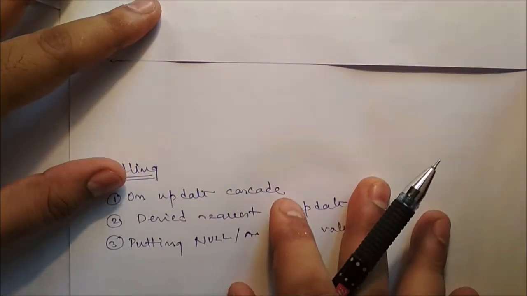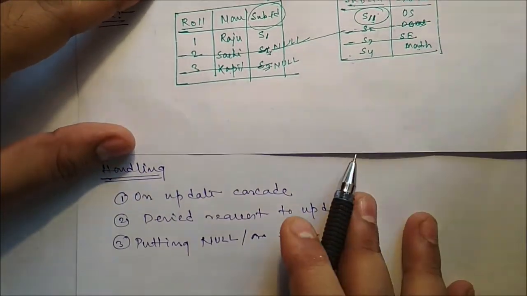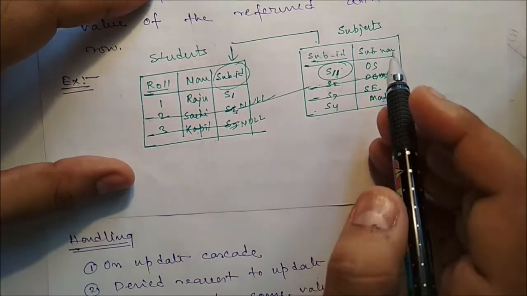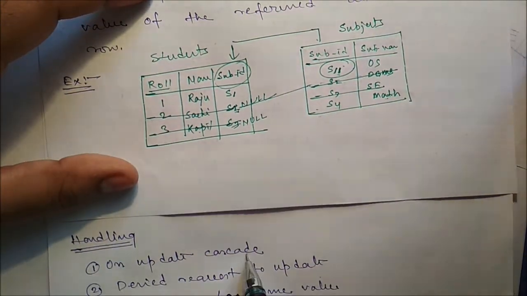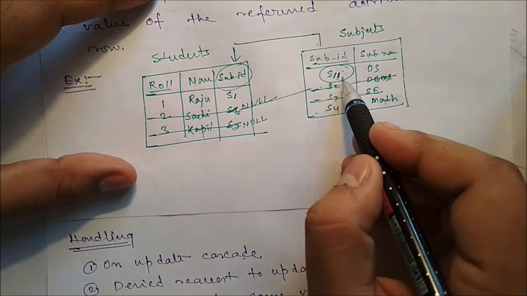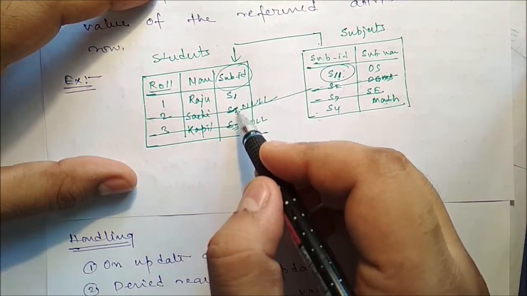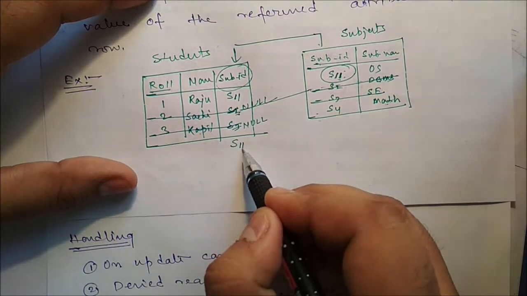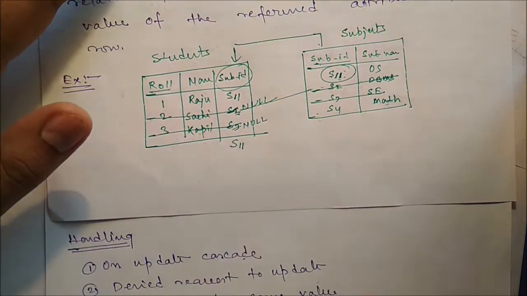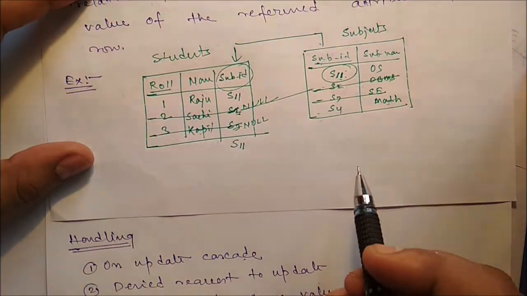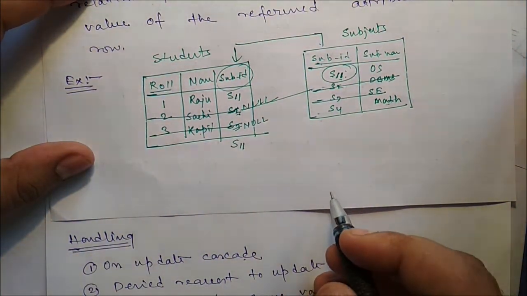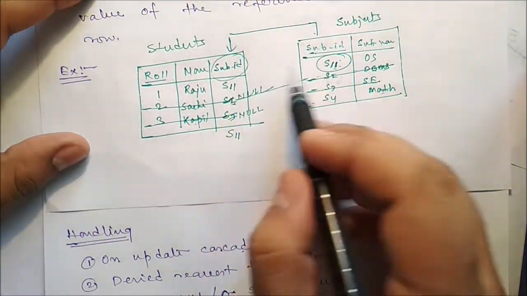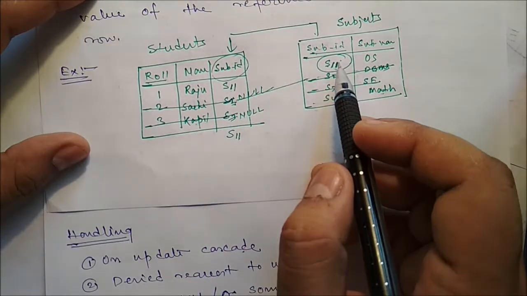So here also three cases are there: on update cascade, denied request to update, and putting null or some value. If you have mentioned on update cascade, that means if you change S1 to S11, whenever S1 is there, it will be S11. Suppose one more S1 is there, it should be S11. That means on updating the reference table, the attribute value is updated in both the tables. So in both the cases, it will be reflected.